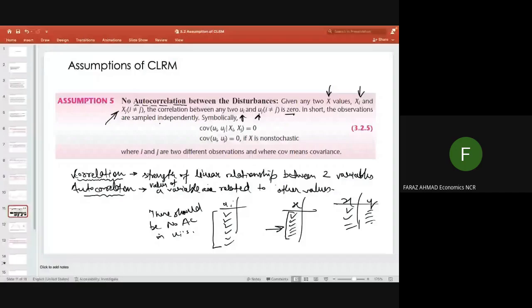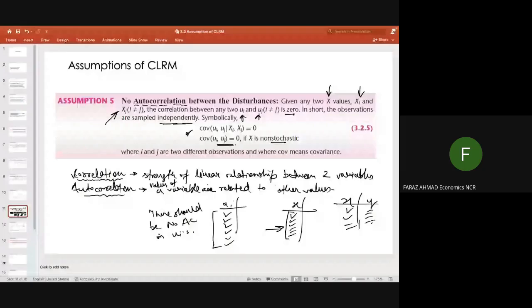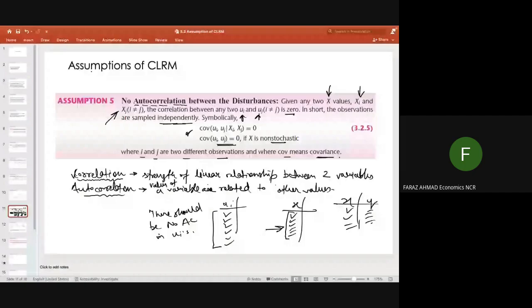We can write it symbolically like this: covariance between ui and uj given xi and xj is zero, right? So covariance is zero, if x is non-stochastic. That's what we assume, that x is fixed. This should be zero. i and j are two different observations, where COV means covariance, right? So do you have any question on this? Should I expand it a little bit more or did you get it?